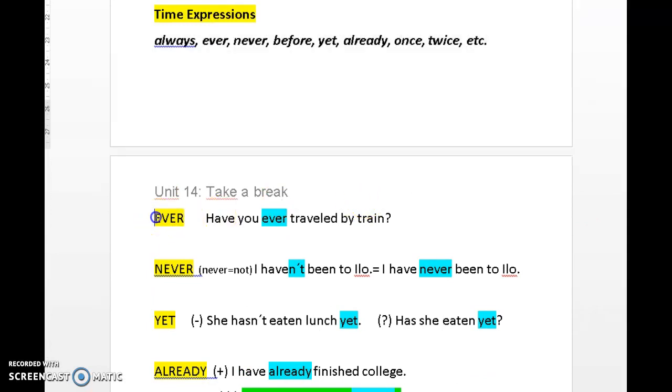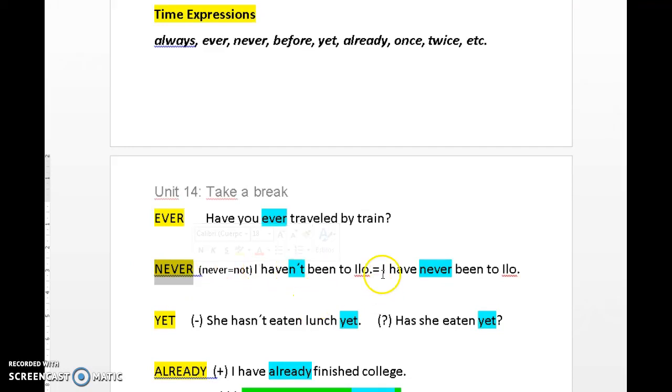This is a common expression for present perfect simple, ever. We can use ever in questions. For example, have you ever traveled by train? ¿Alguna vez has viajado tú en tren? Ever, alguna vez. We can also use never with present perfect simple.